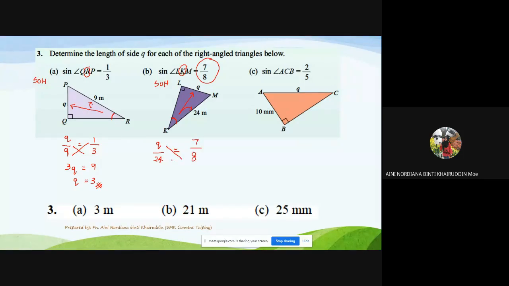Then do cross multiplication. 8 times Q is 8Q. 24 times 7, use your calculator. Then this answer you divide by 8. You will get 21.